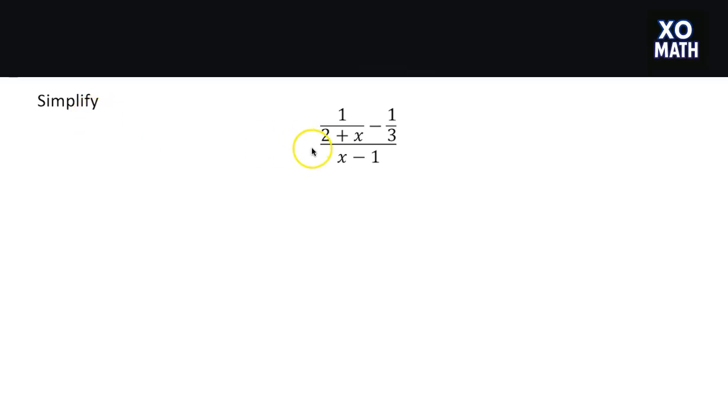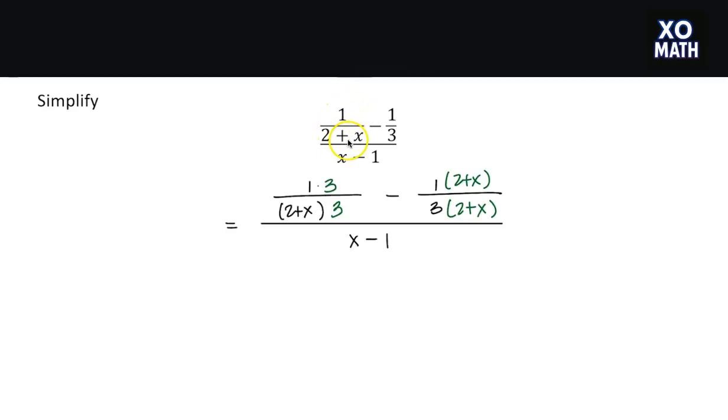Now we're going to simplify the same rational expression using a different method. Again, we have 1 over the quantity 2 plus x minus 1/3, so we have fractions that are being subtracted in the numerator, all over x minus 1. This time, we're going to subtract the fractions in the numerator by creating a common denominator. That common denominator is going to be 3 times the quantity 2 plus x. The first fraction, 1 over 2 plus x, gets multiplied by a 3 on the top and on the bottom. And the second fraction, 1 over 3, gets multiplied by the quantity 2 plus x on the top and on the bottom. Now that they have the same denominator, we can combine them together.